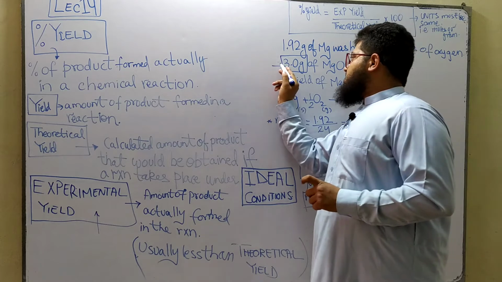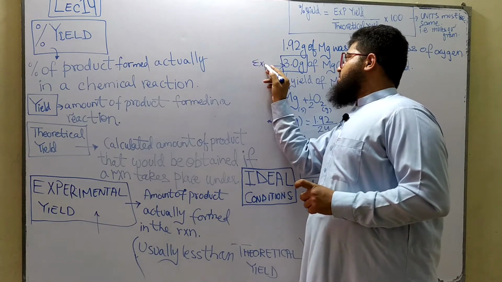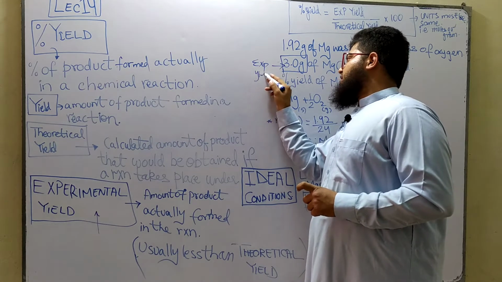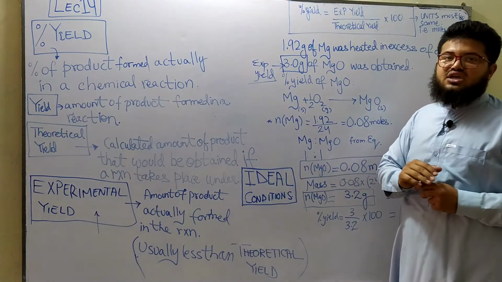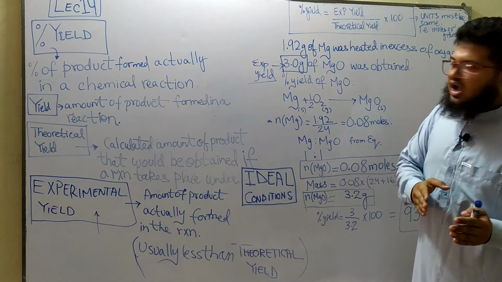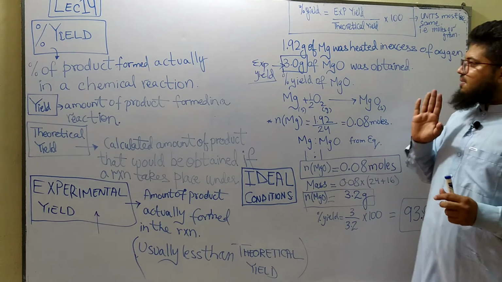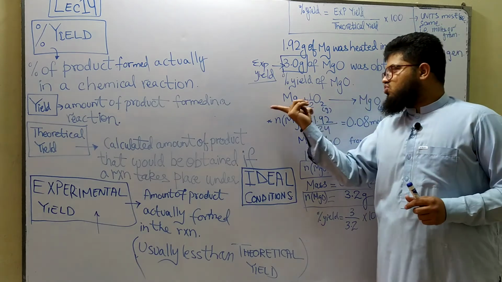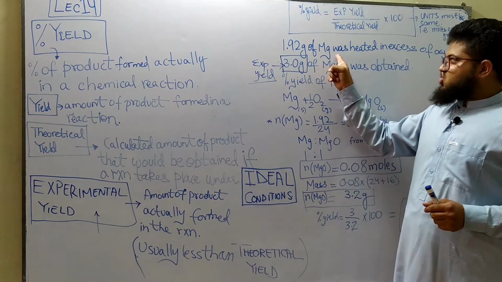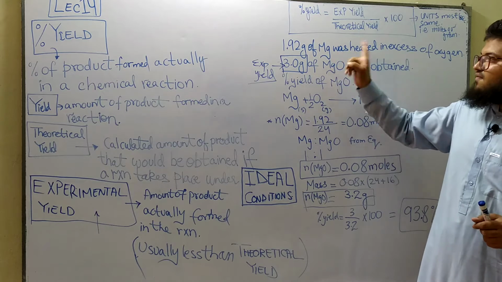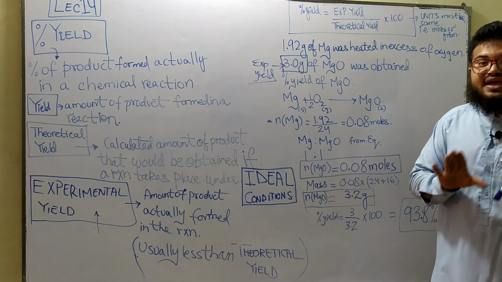So the experimental yield for magnesium oxide has already been given to you, and now all you need to do is calculate the theoretical yield first and plug it into this formula and you get your answer. Now this is the equation that you need to use. You've been given the mass of magnesium, right? Mass of magnesium, and first of all you need to calculate the theoretical yield.